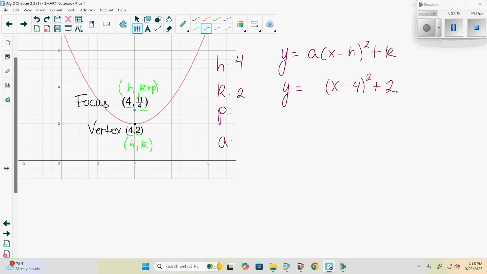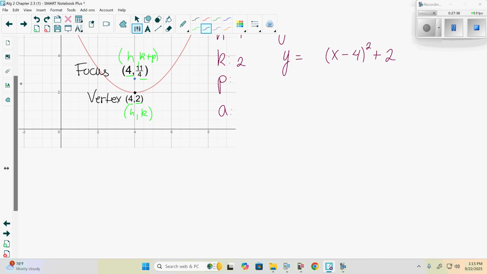One of the places where most students will make a mistake is putting the h and k in the wrong spot. Again, when I do these problems, I still make sure I have those general forms right there next to me so I don't flip them. It's easy to flip.